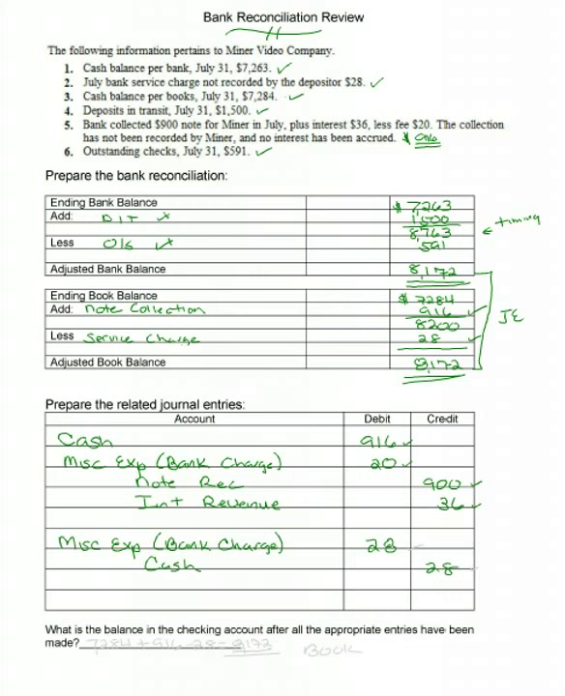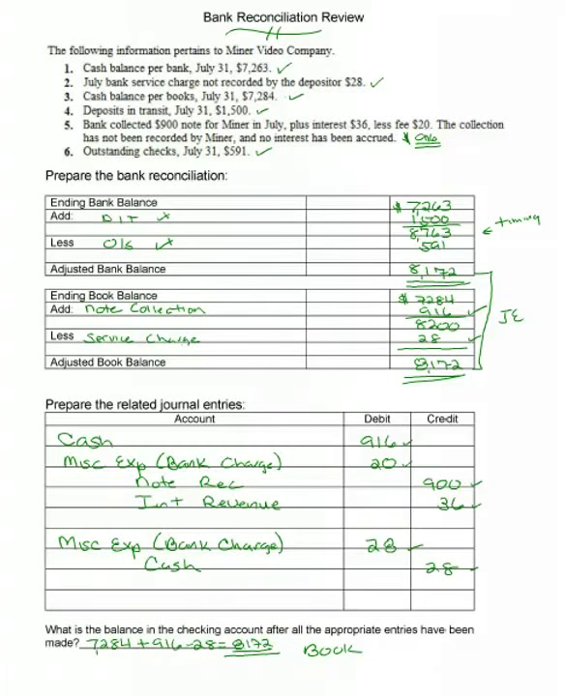Welcome back. Did you debit miscellaneous expense and credit cash? Again, miscellaneous expense is what some people use to record bank charges, and that would record a decrease to cash. So, as our last item on this bank reconciliation, please tell me what you think the balance in the checking account per books will be after reconciliation is completed. Let's put this on pause to give you a chance to work.